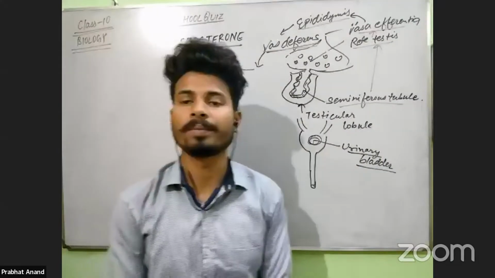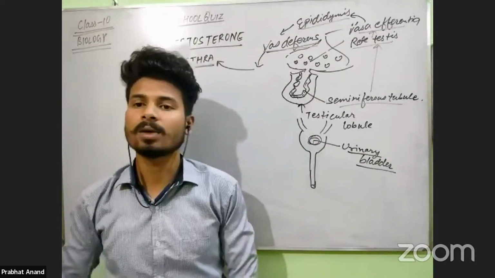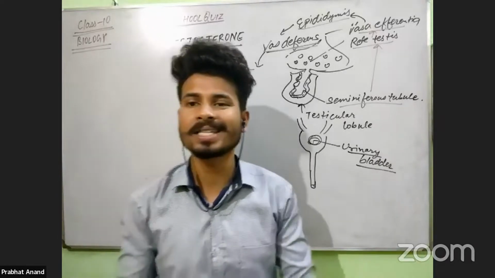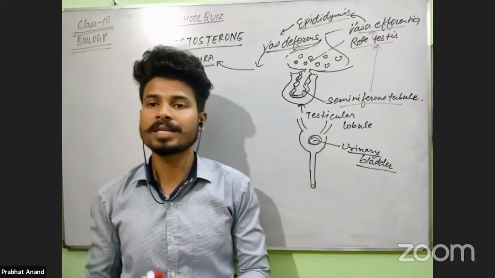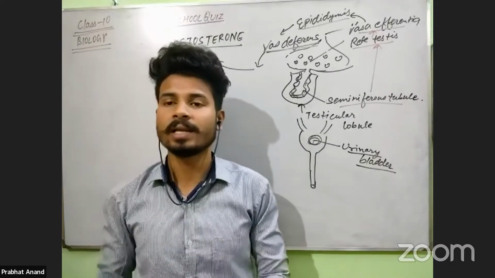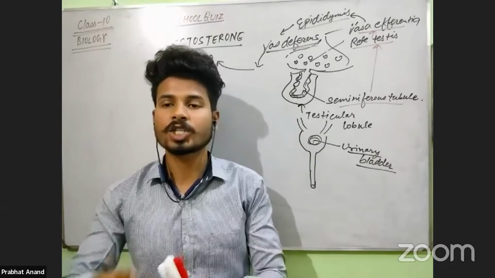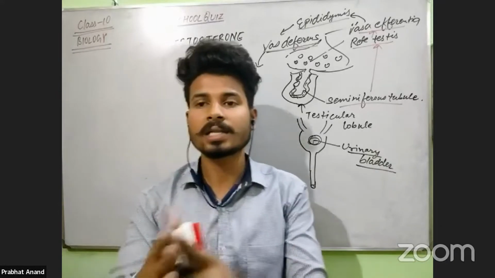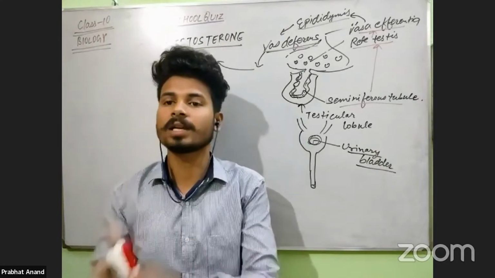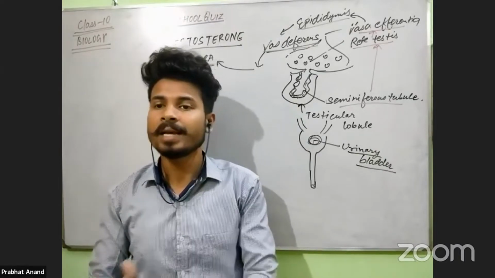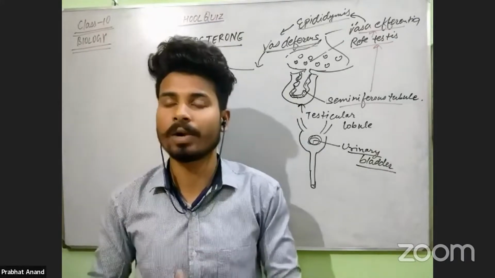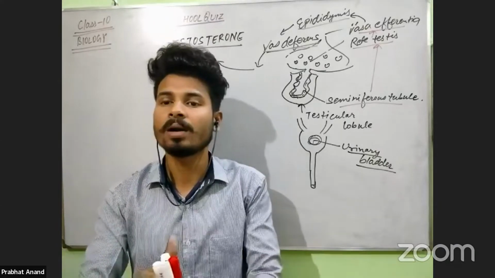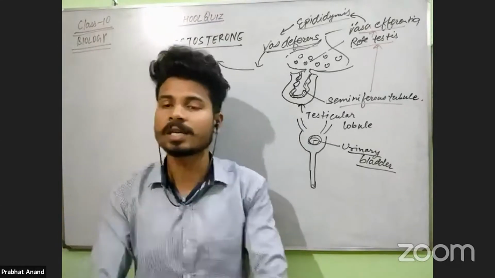What is a hormone? We can say that a hormone works as a catalyst in our body. As we studied in the chemistry section, a catalyst starts the reaction, or speeds up the reaction. In the same way, this hormone works in our body. It starts the secretion of sperm, and it speeds up the secretion of sperm.